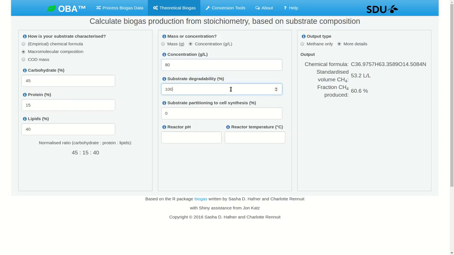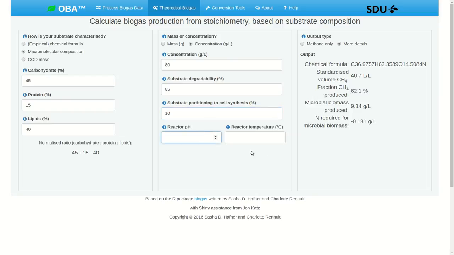And we need to specify substrate degradability. Let's assume it's relatively highly degradable. We'll set it at 85%. So that means 15% is not degraded by the microbial community. But additionally, we cannot assume that 85% then goes to methane and CO2, because some of what is degraded is going to be used for cell synthesis. So let's set that at 10%.